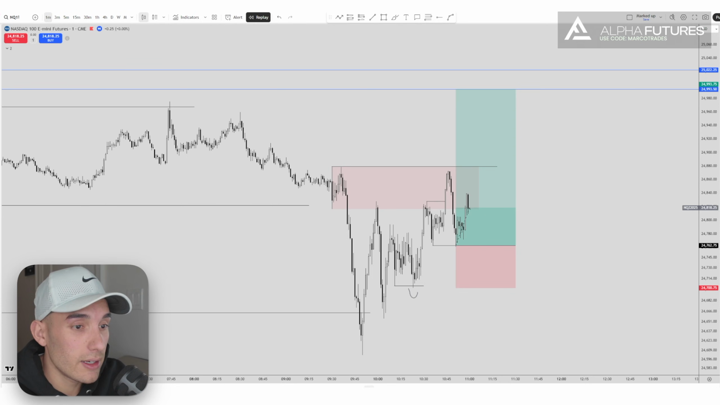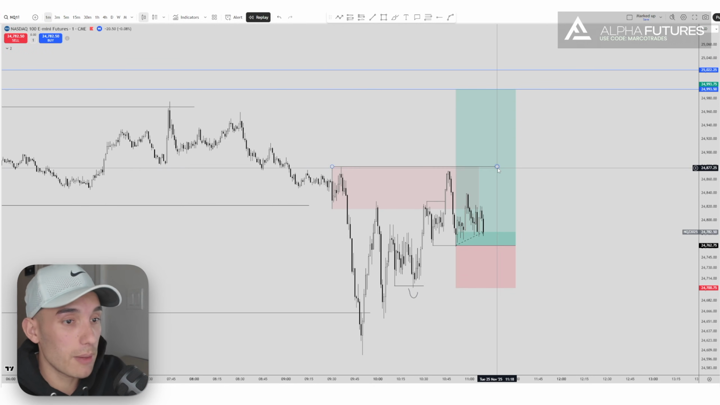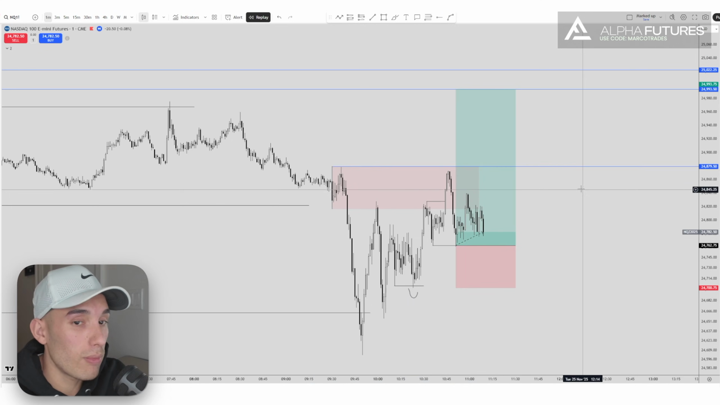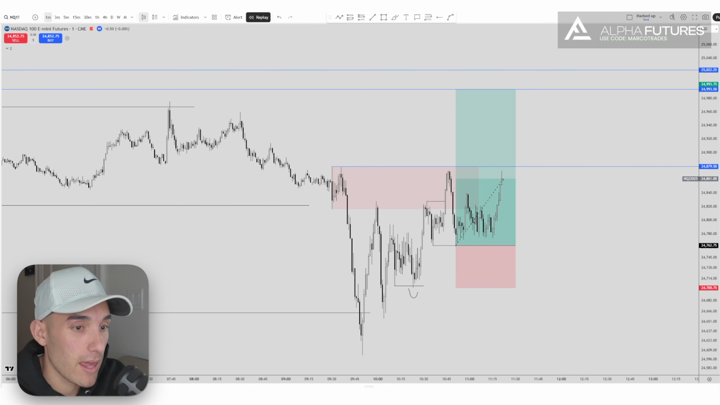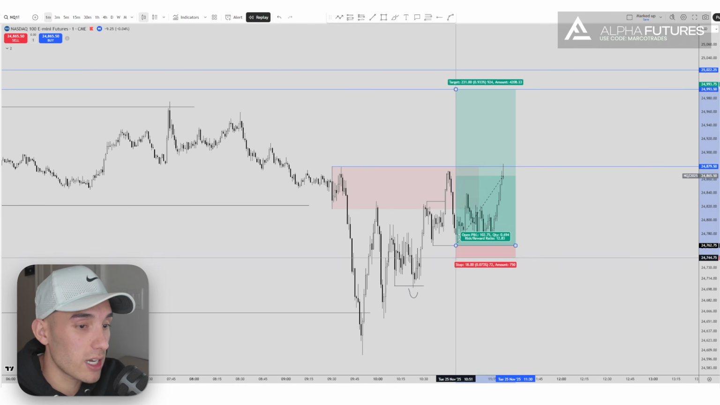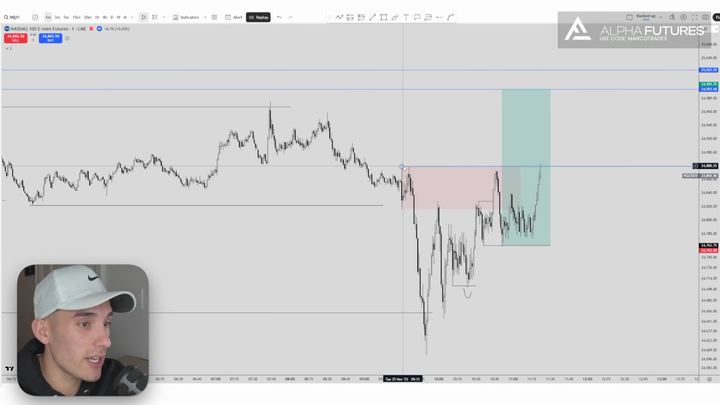So we get tagged in, nice reaction up. Remember where the liquidity is, guys, okay? I'm going to put a blue line here to identify that. Remember where the liquidity is, 24879. And look at this, beautifully. So as soon as this high goes, I'm rolling my stop now. We're going to BE because highs are taken, right?